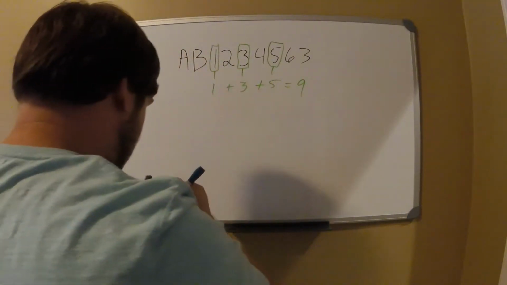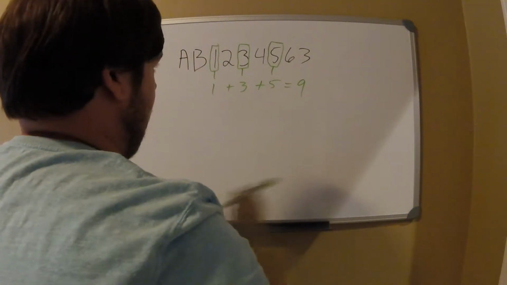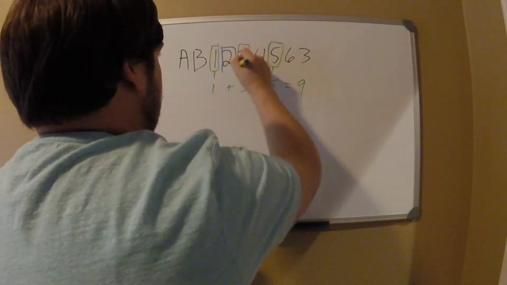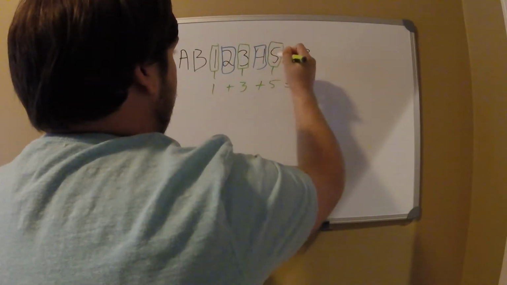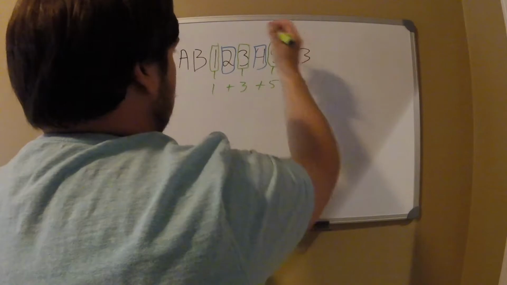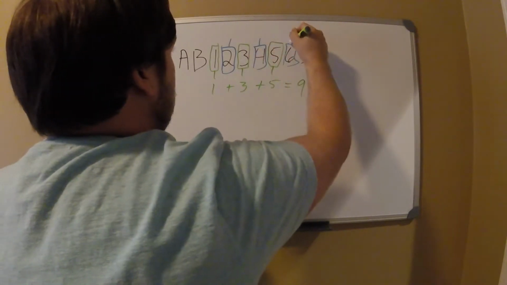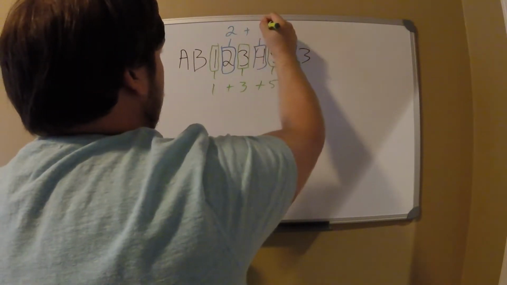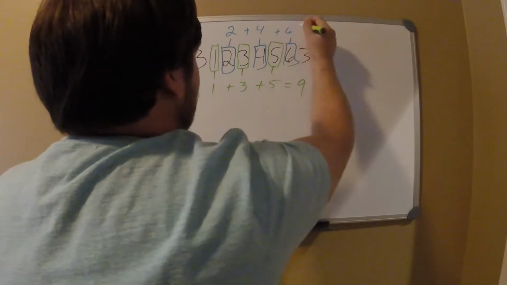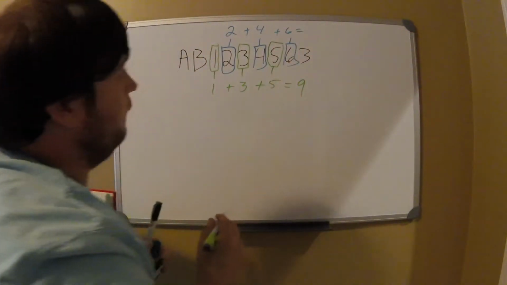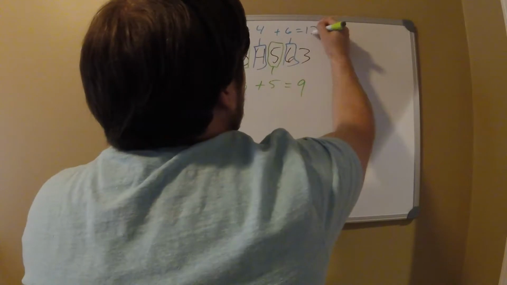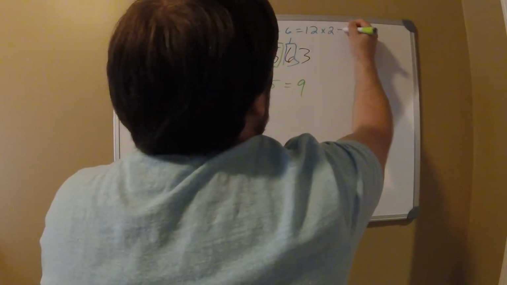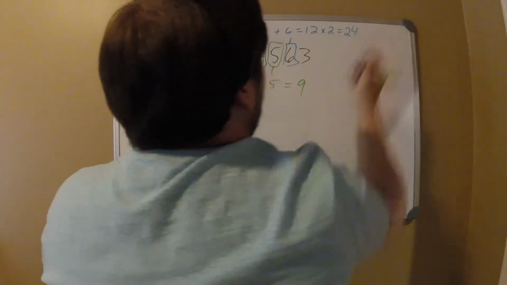And we're going to take the second, the fourth, and the sixth number: 2 plus 4 plus 6. We add those together, and that's going to be 12. And we're going to multiply that by 2, so that's 24.